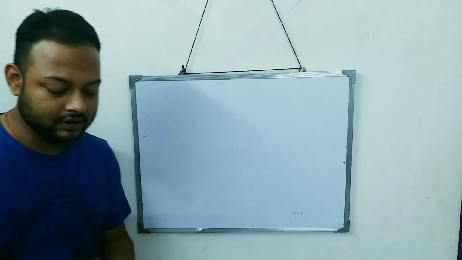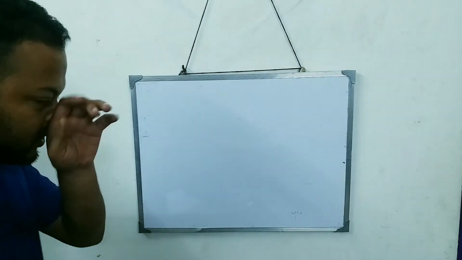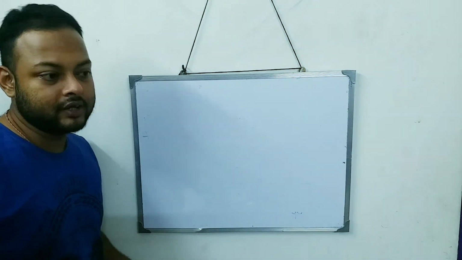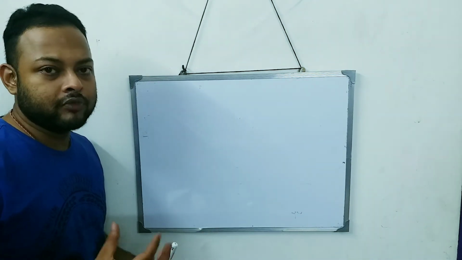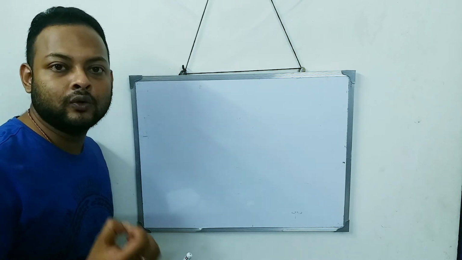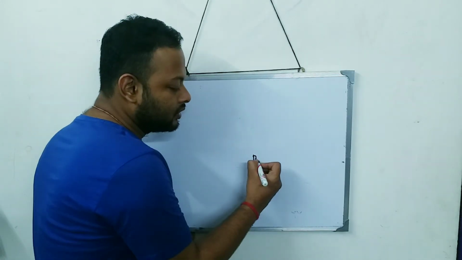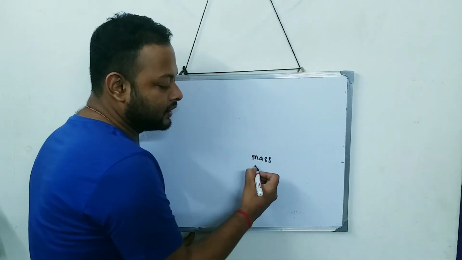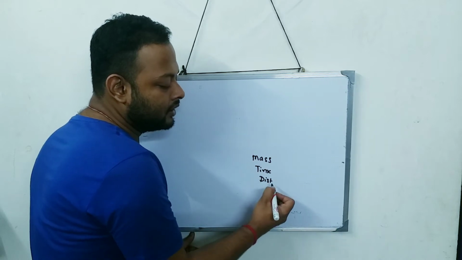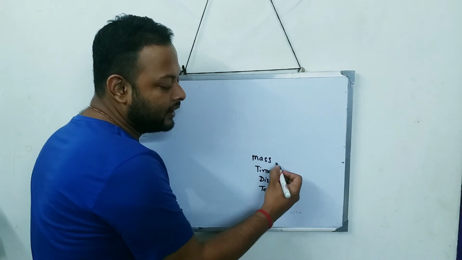Now today's lecture, we will discuss the different units of density. Now what is this unit? Obviously you know that every physical quantity that we have, either mass, time, distance, temperature, all of them have a unit.